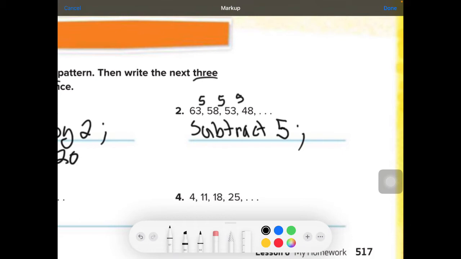Okay, now we need to do the next 3 terms. So 58 subtract 5 is 53. 48 take away 5 is 43. 43 take away 5 is 38. 38 take away 5 is 33.